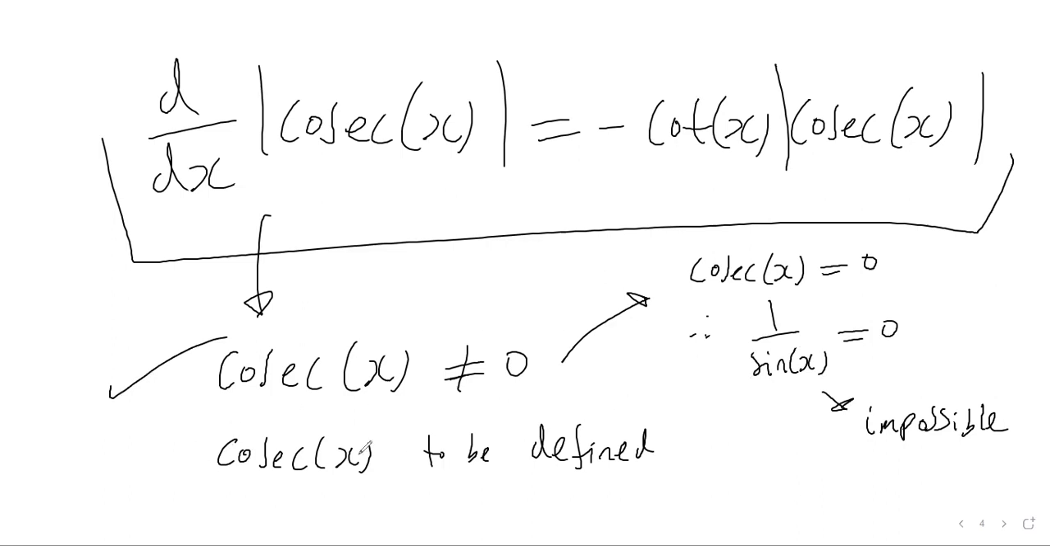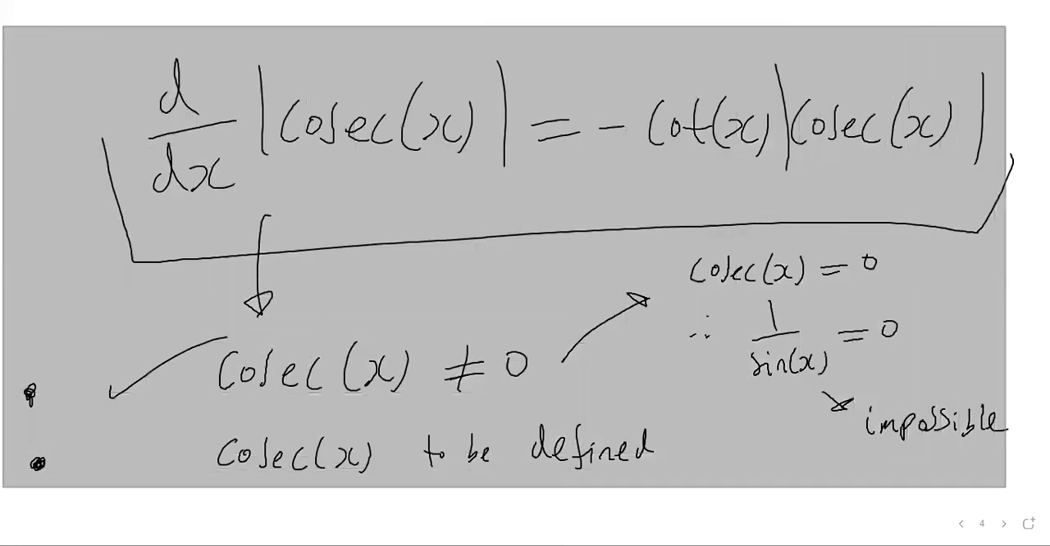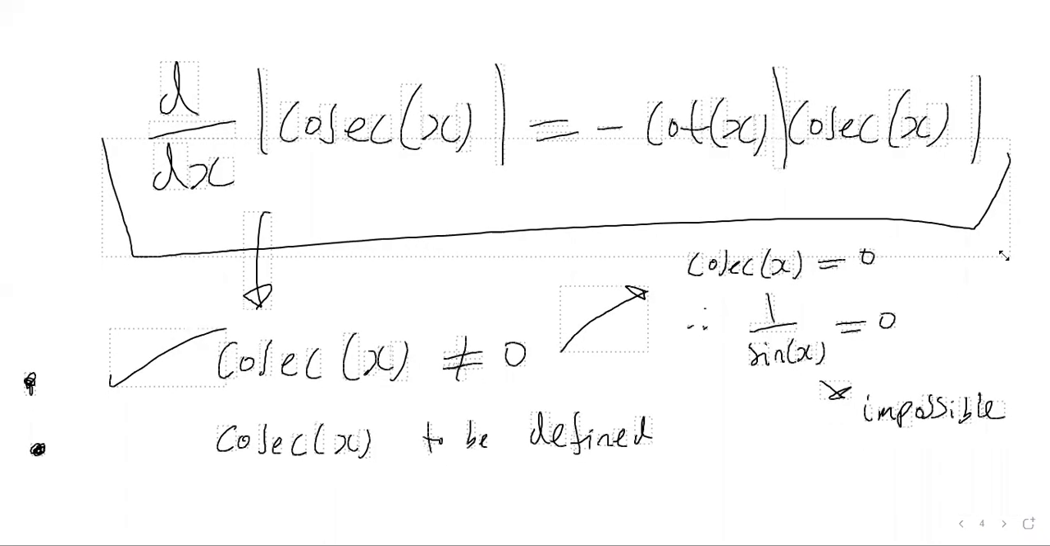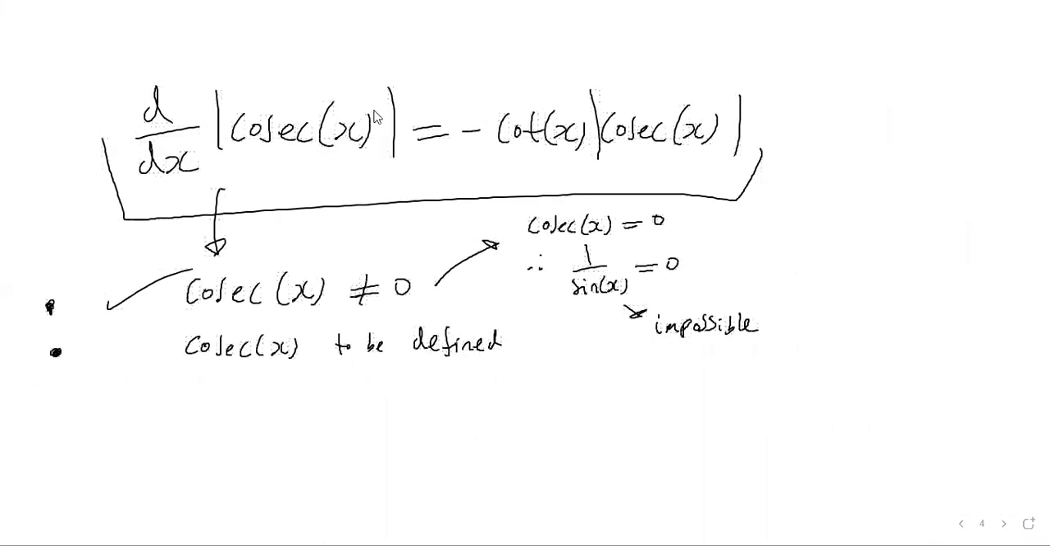This second point here, so cosec x has to be defined. So where is cosec x defined? Well, it's defined for all values of x, apart from when sine of x equals 0. So it's undefined when sine of x equals 0, because obviously when sine of x equals 0, cosec is 1 divided by 0, which is undefined. So undefined when sine x equals 0.